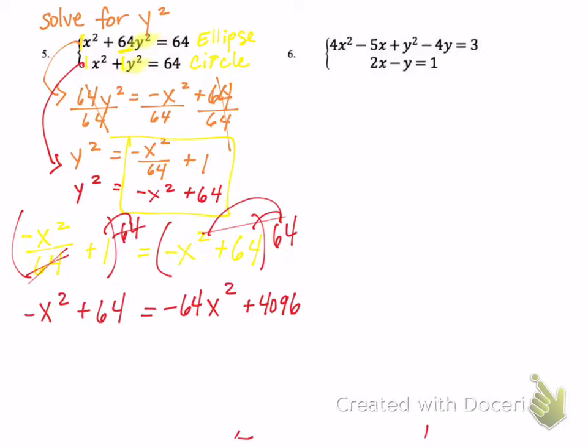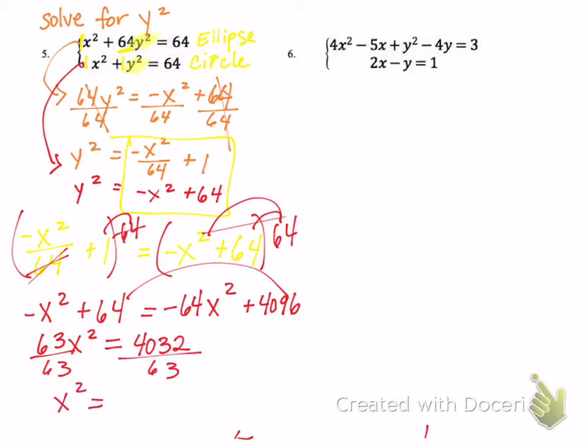Then I'm going to get all of the x's on one side and then all of the numbers. So I'm going to add 64x squared to each side. That gives me 63x squared. Then I want to move this 64 to the right. So what is 4,096 minus 64? 4,032. Now I want to take 4,032, divide by 63. And you get x squared equals 64. See, I told you it would turn out nice.